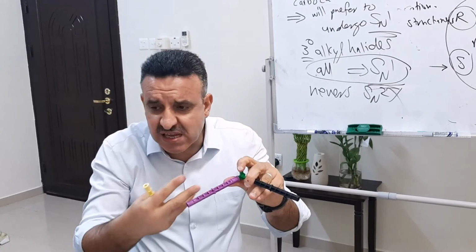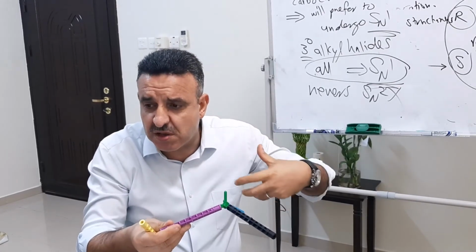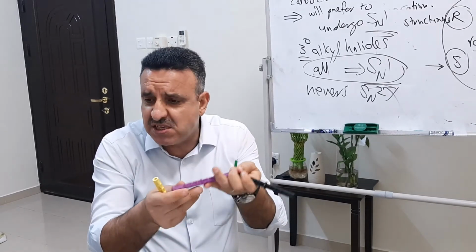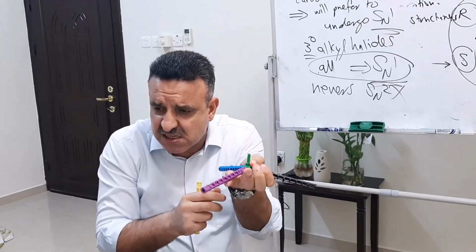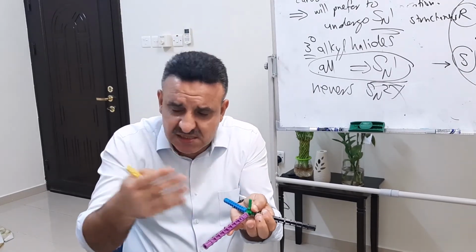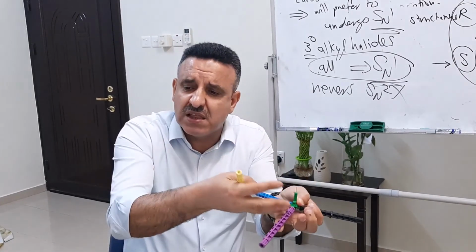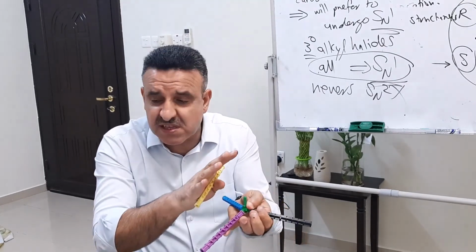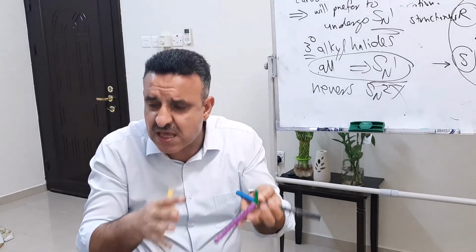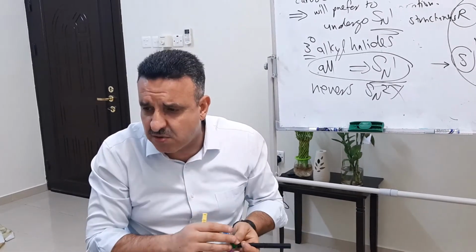The substrate which will undergo SN1 depends on the stability of this intermediate, because this intermediate is a carbocation. When the stability of this intermediate increases, the substrate will undergo this mechanism. If the stability of this carbocation is not good, then this substrate will never undergo SN1.